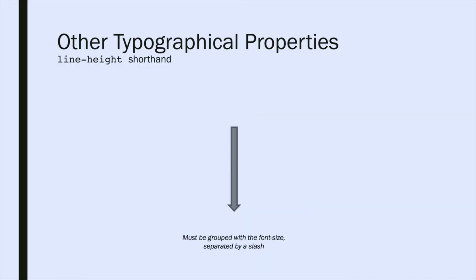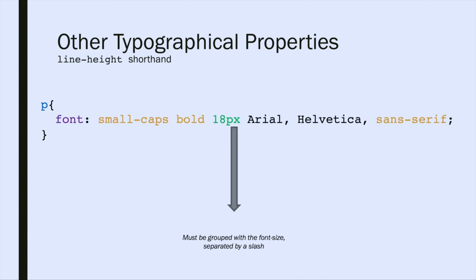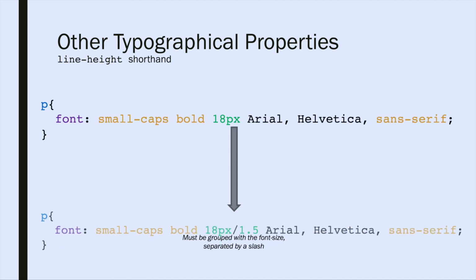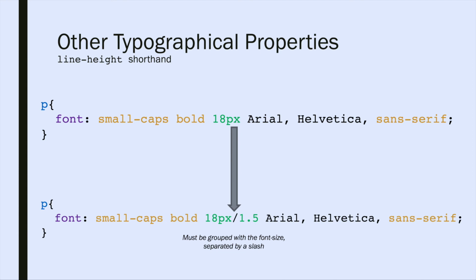A line height shorthand allows you to include the previous font shorthand, but by modifying the actual font with a line height value in the font size separated by a slash. It must be in the font size value because otherwise the browser may not know what you're talking about.